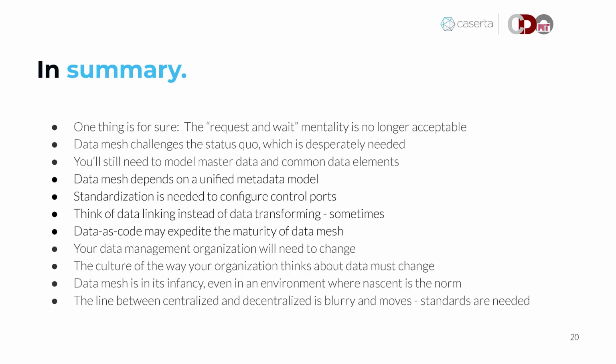And then also graph, right? Instead of trying to conform all your data physically, put it all in a graph and then have the links in the graph so that you can find the version of the data that you want when you need it. Data as code, I think, is something that is going to expedite the maturity of data mesh, my personal opinion.